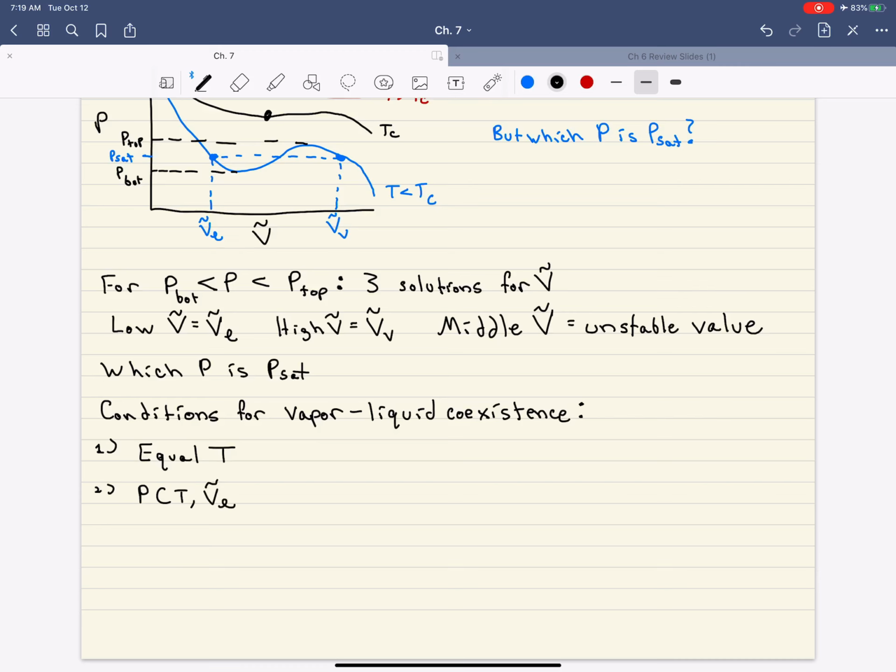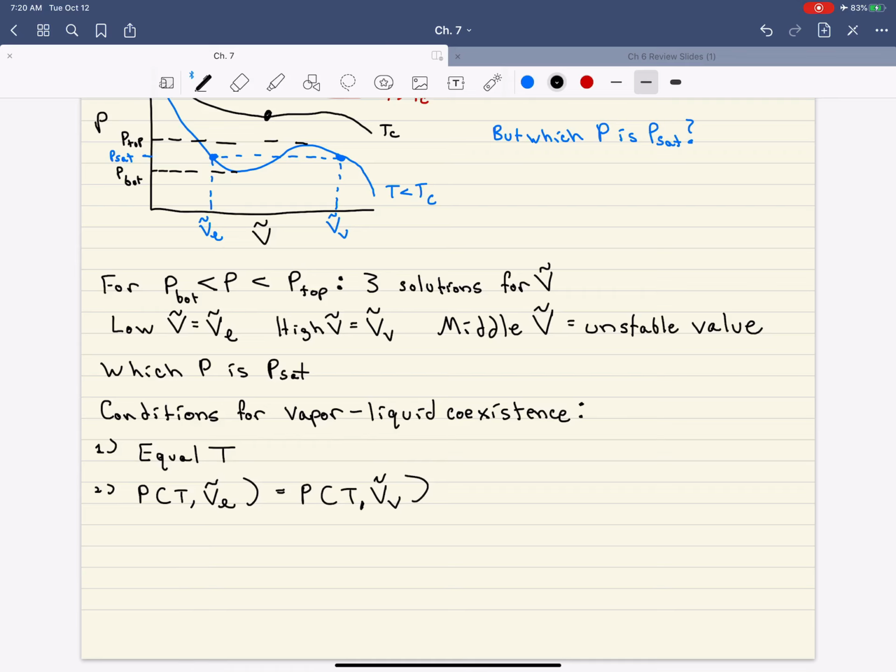And so the pressure, which is a function of temperature and molar volume, if we plugged in the liquid molar volume value, that would have to be equal to the pressure we would get if we plugged in the vapor molar volume value. So that's the second criterion.